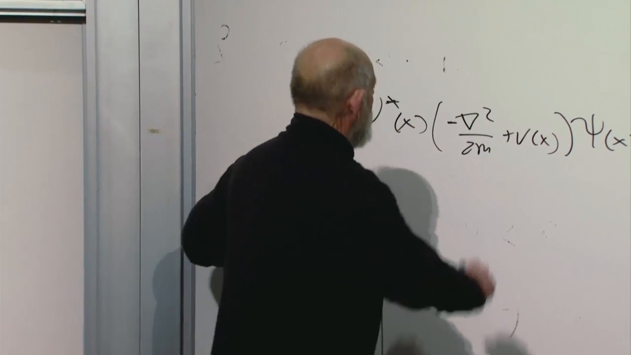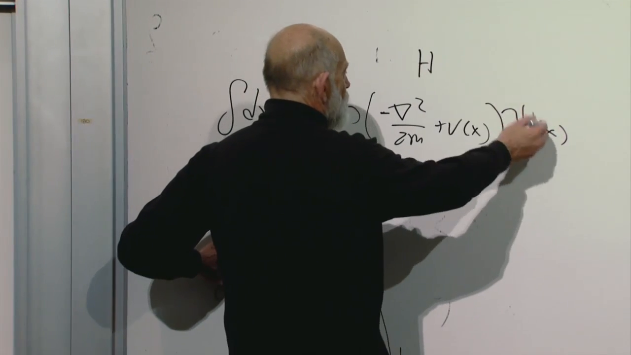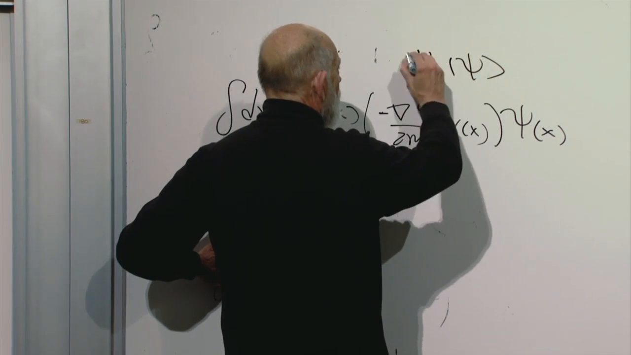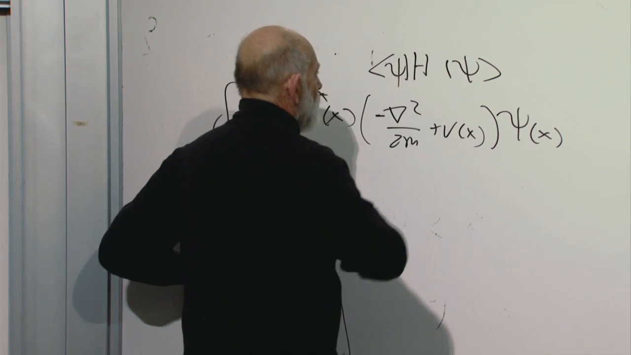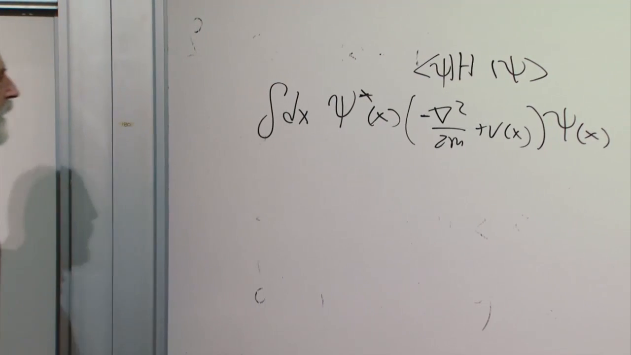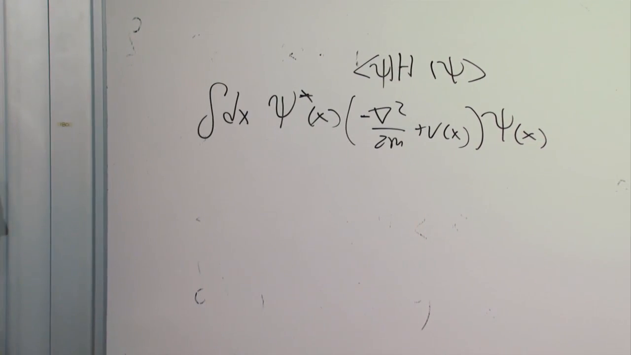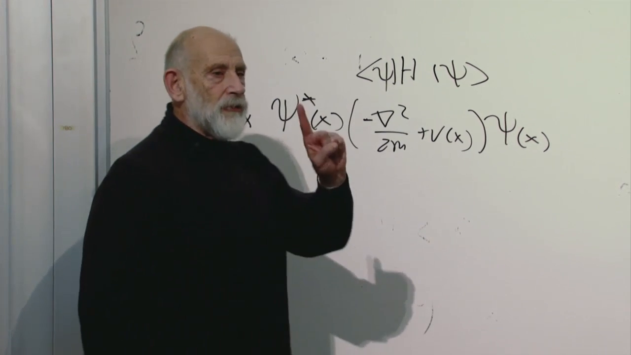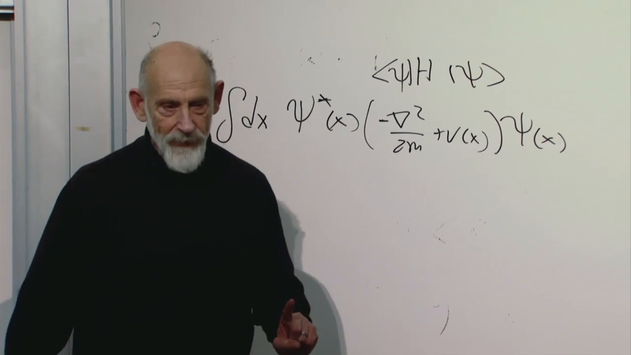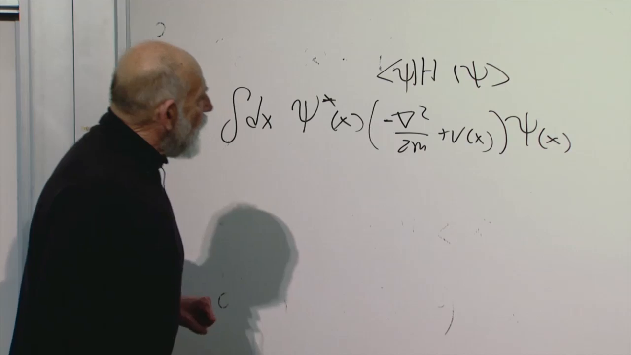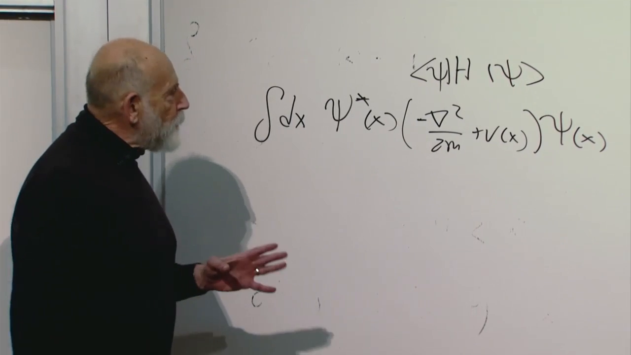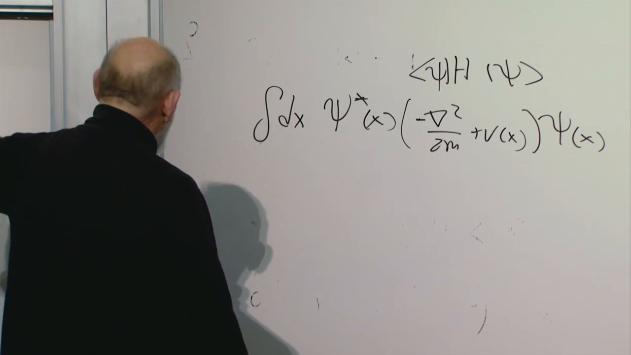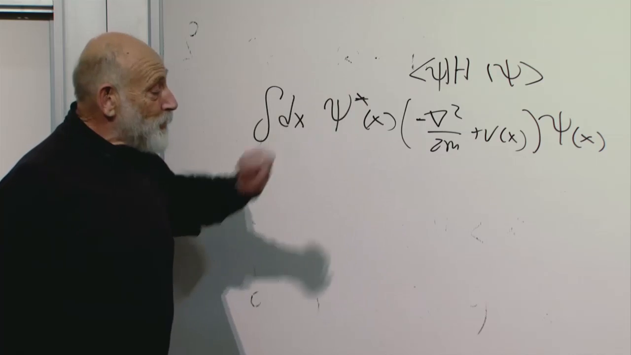This is h, and this is basically sandwiching h between bra and ket vectors. It's the expectation value of the energy. So here's a formula for the expectation value of the energy of one particle. What I'm going to tell you is that the actual operator representing the Hamiltonian of the many-particle system, can anybody guess from this what the answer is?